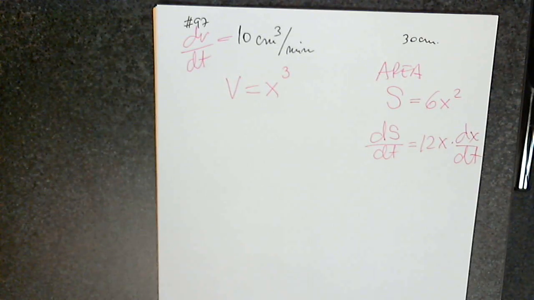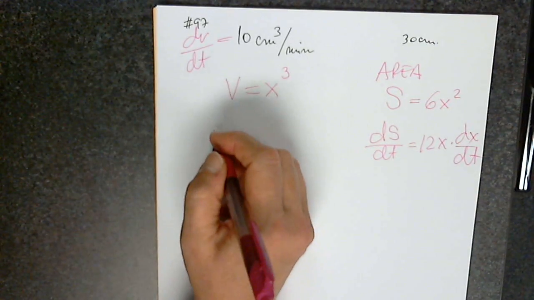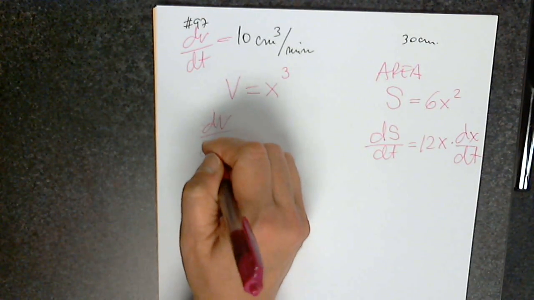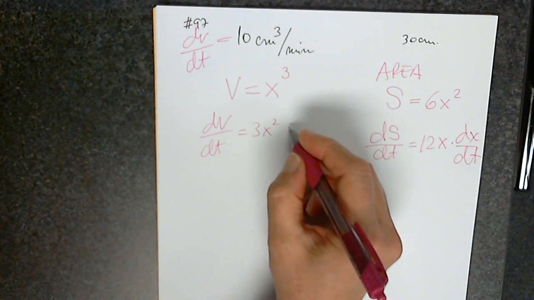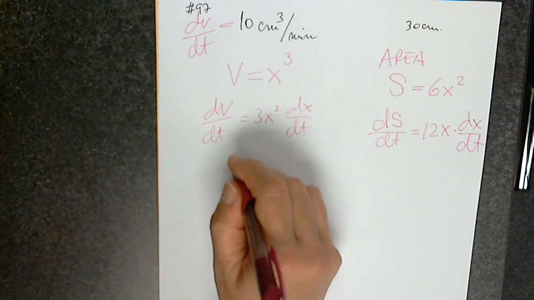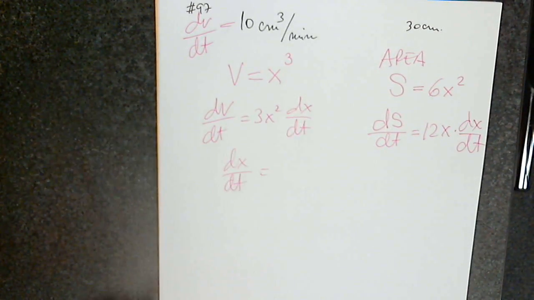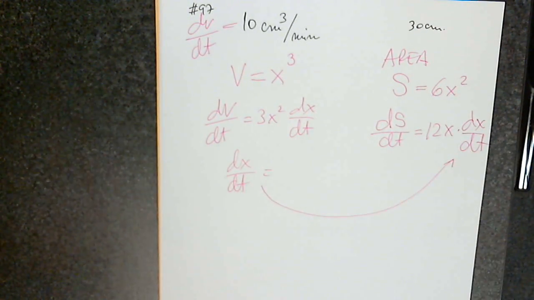So what do I have? I have the 12, I have the x, but I don't have a very important piece. How do I get it? By differentiating the volume equation. So you get dV/dt equals 3x squared dx/dt. So let's find dx/dt. No numbers, just an equation. And then please put it in.